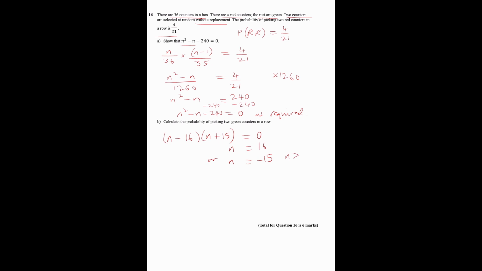N must be greater than 0, must be a positive number. Therefore, n equals 16. So we have 16 red counters. The rest are green, so 36 minus 16 equals 20. So we've got 20 green counters.